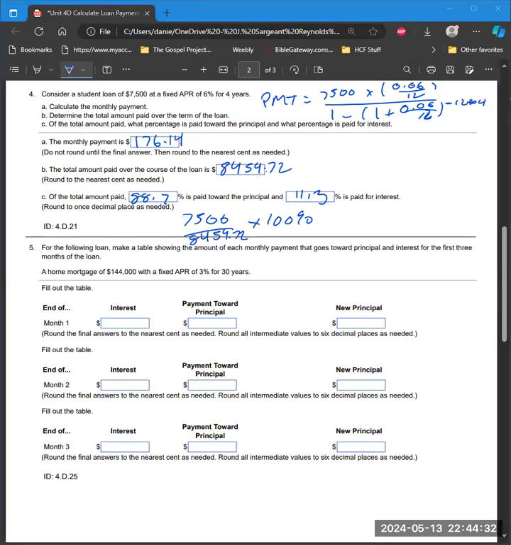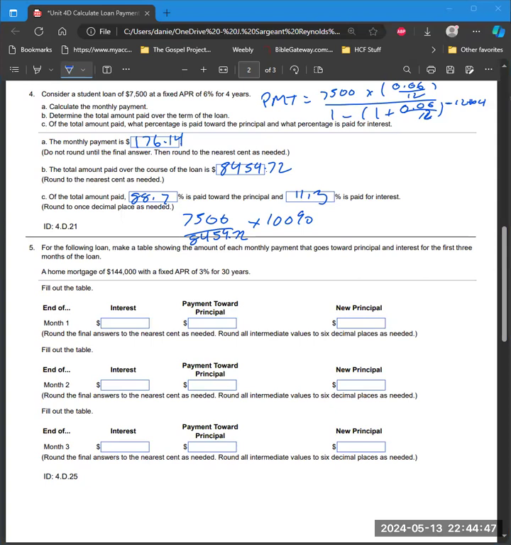Now, for this chart that we're going to make down here for the following loan, make a table showing the amount of each monthly payment that goes towards principal and interest for the first 3 months of the loan.